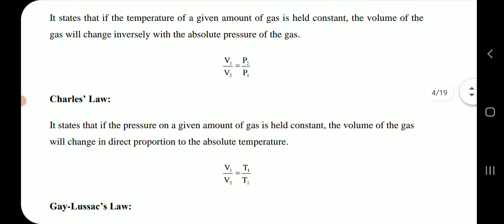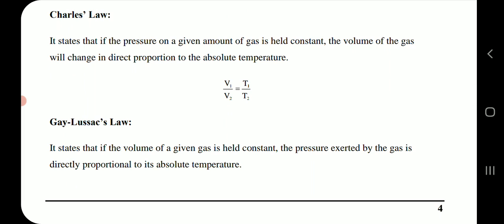Charles' law states that if the pressure on a given amount of gas is held constant, the volume of the gas will change in direct proportion to the absolute temperature. V1/V2 = T1/T2.